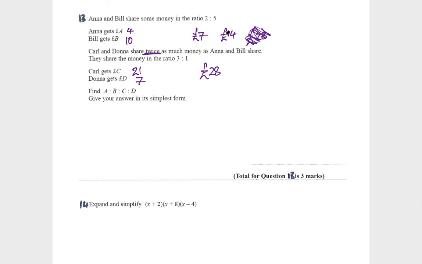£7 is 2 to 5, £14 is 4 to 10. So overall, ABCD is 4, 10, 21, 7. And I actually can't simplify that because 7 can't be divided by 2, and none of these can be divided by 7 apart from that one. So overall that is my simplest form, 4 to 10 to 21 to 7.